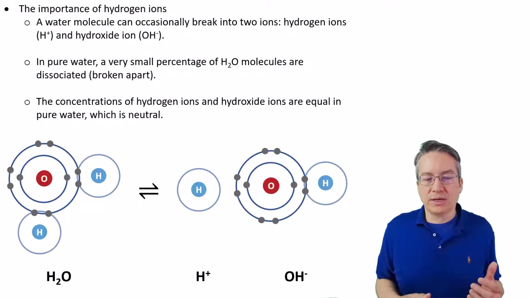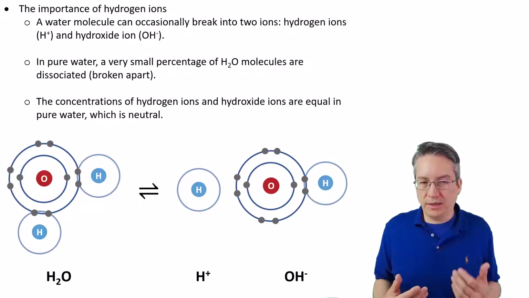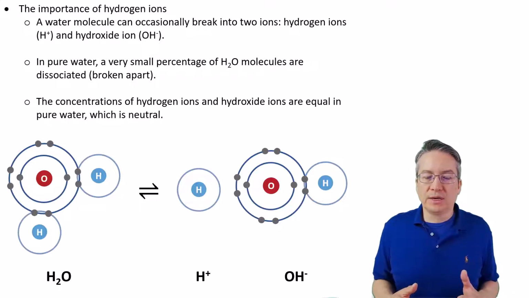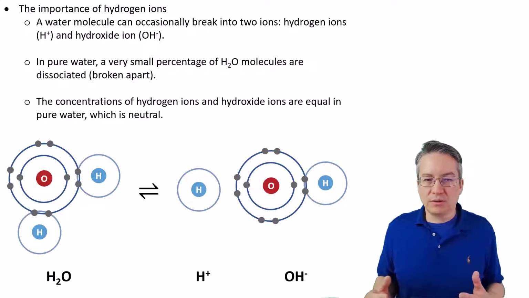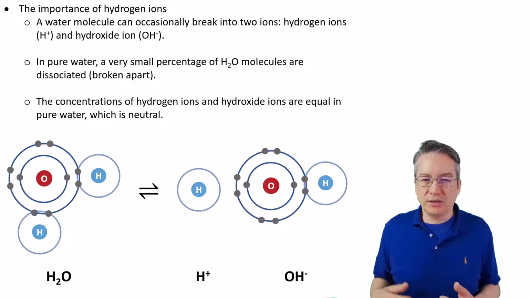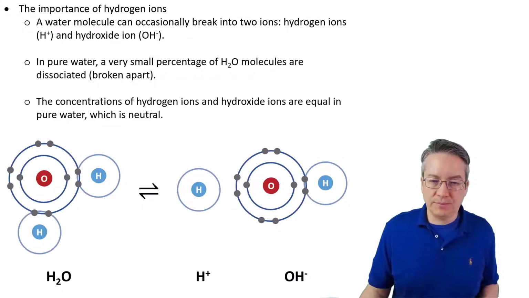Let's take a look at how this actually works. We have here H2O, and it can break apart into H plus and then OH minus, which is hydroxide. And you can see the symbol in the middle there. It looks like an equal sign, but it actually indicates that the reaction can go both forward and backward. So it's a reversible reaction. A water molecule can break apart or dissociate, but the products of that dissociation, the hydrogen ion and the hydroxide ion, can actually come together and reform water. So it goes back and forth.